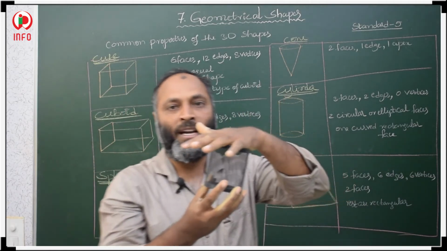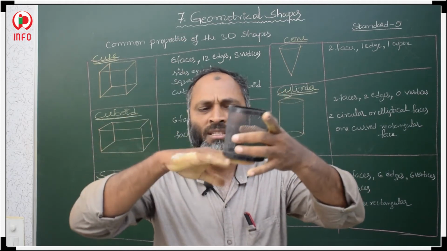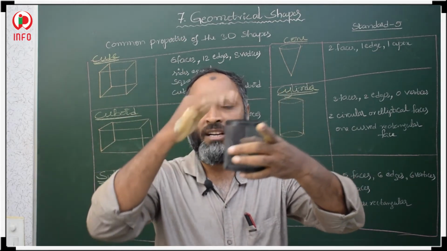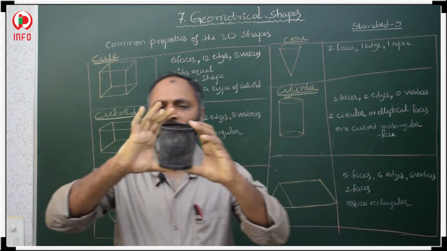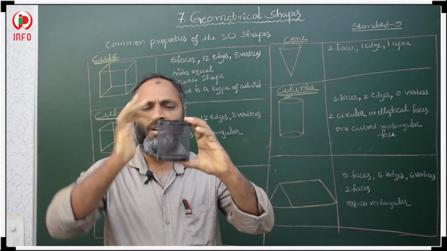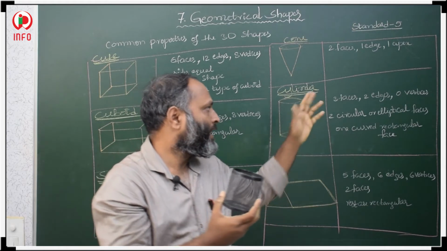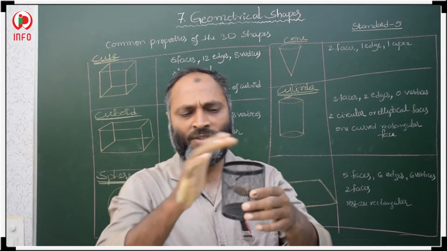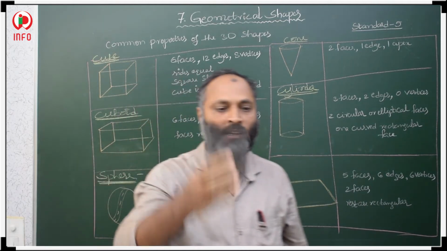So we have two identical faces. One is the bottom, other one is top. So these two have identical faces, same faces. So in a cylinder we have three faces. One is top, other one is bottom, other one is the curved face. And here how many edges do we have? Two edges. One is top, other one is bottom. There is no vertex in the cylinder.